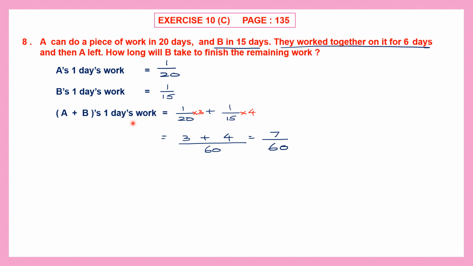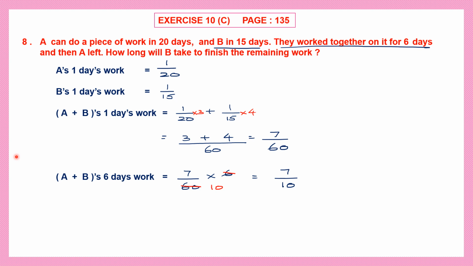Now we've got only 1 day's work, and here the question says they worked for 6 days. So A plus B's 6 days' work will be 1 day's work into 6. So that is 7 by 60, which is 1 day's work. Multiply this by 6 because it's 6 days. Now let's cancel 10. So here what do we have? 7 by 10. So 7 by 10 is A's and B's 6 days' work.